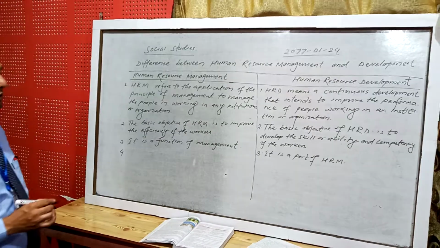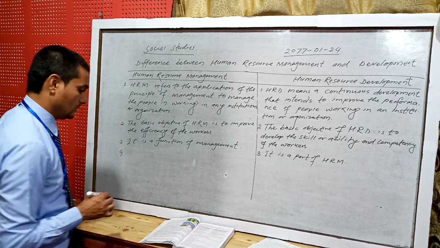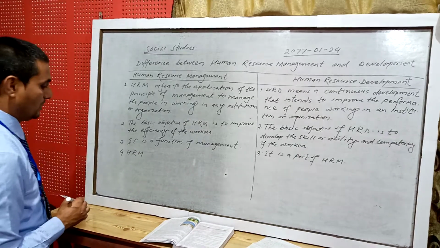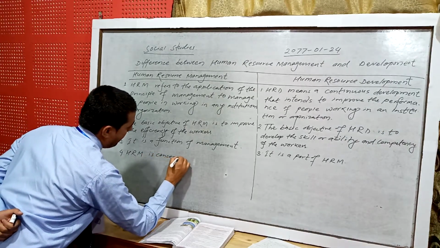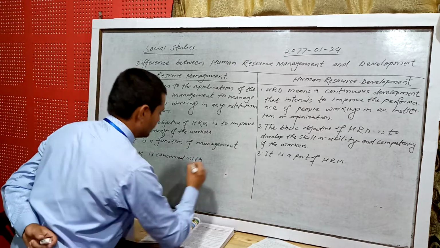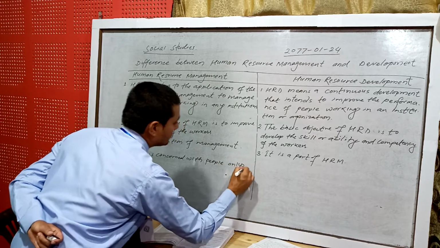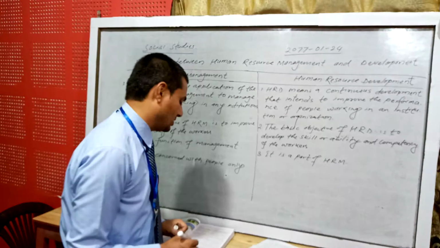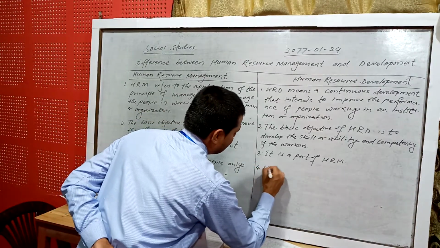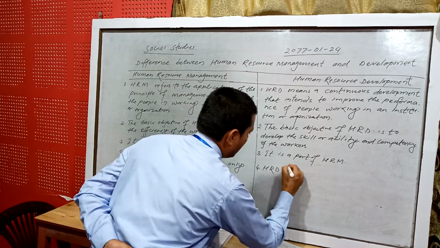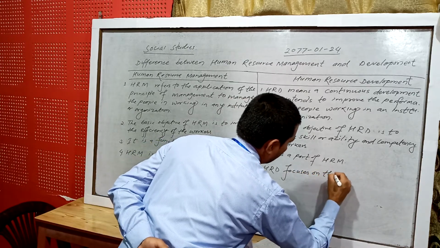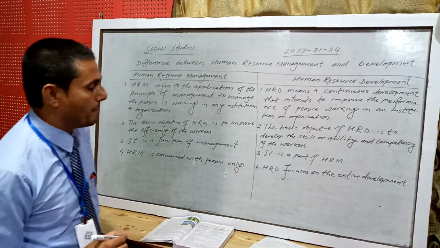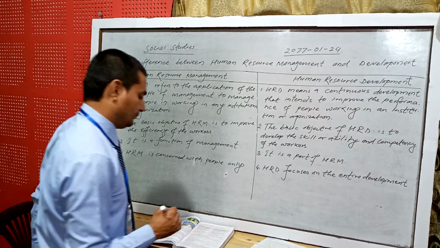Similarly, the final difference between HRM and HRD is: HRM, human resource management, is concerned with people only, but HRD, human resource development, focuses on the entire development of the organization.